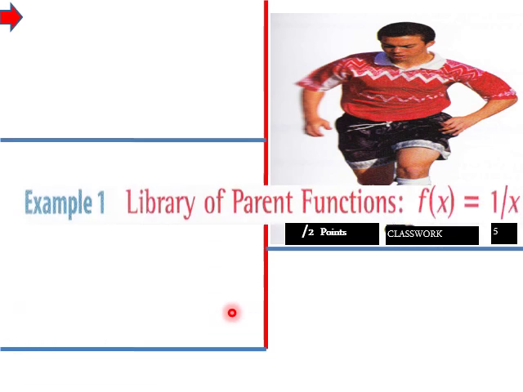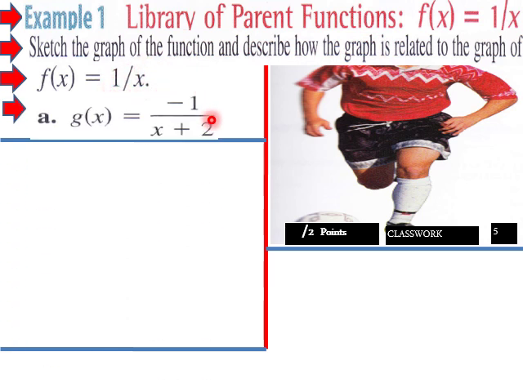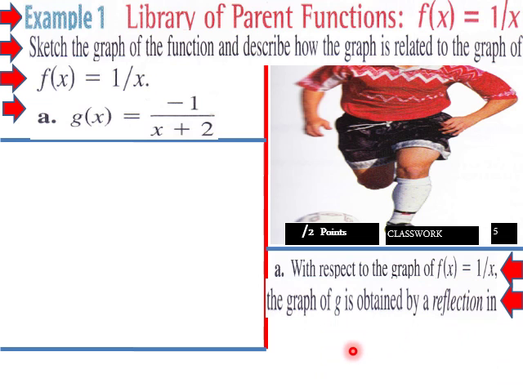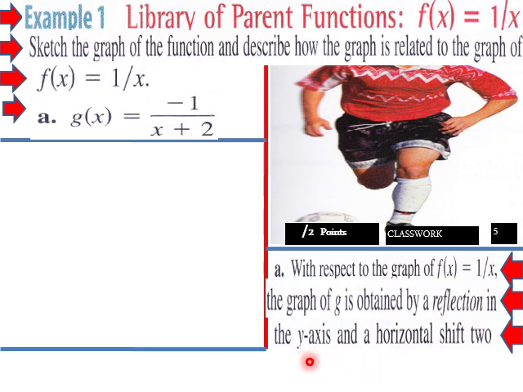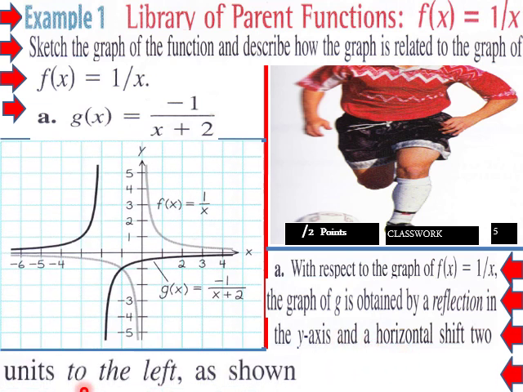Let's go into an example. Example 1, library of parent functions, f of x equals 1 over x. Sketch the graph of the function and describe how the graph is related to the graph of f of x equals 1 over x. So g of x equals negative 1 over x plus 2. So with respect to the graph of f of x equals 1 over x, the graph of g is obtained by reflection in the y-axis and a horizontal shift 2 units to the left as shown.